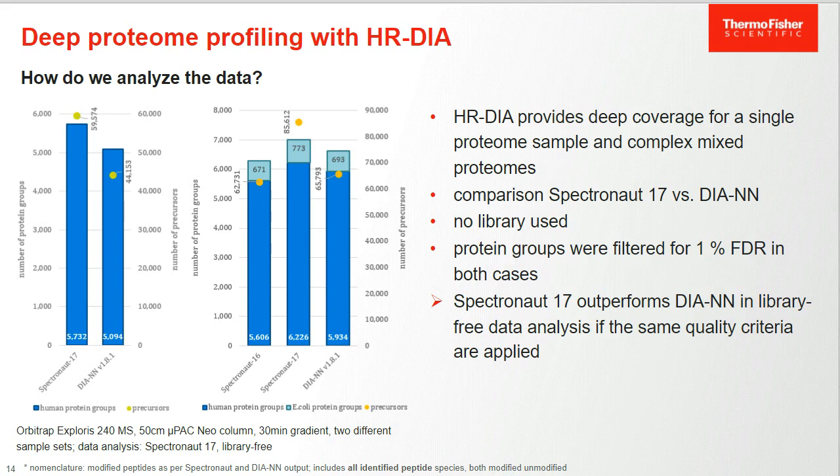In the two proteome sample mixture, Spectronaut 17 identified 6,226 proteins and overall 85,612 peptides from both human and E. coli, whereas DIA-NN identified 5,934 proteins and 65,793 peptides from the two proteome sample mixtures. This all indicates that Spectronaut 17 outperforms DIA-NN in the library-free data analysis if the same data quality criteria were applied.